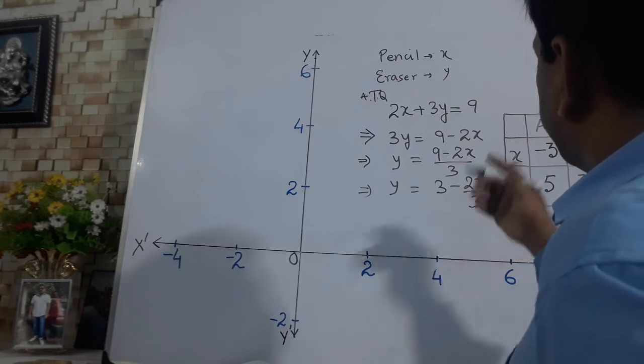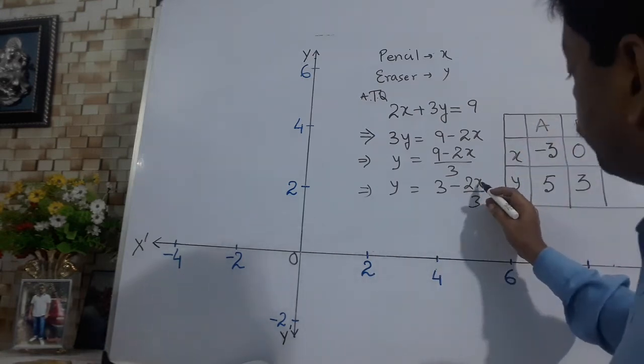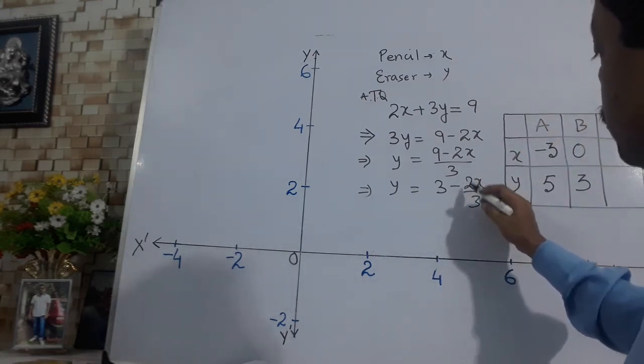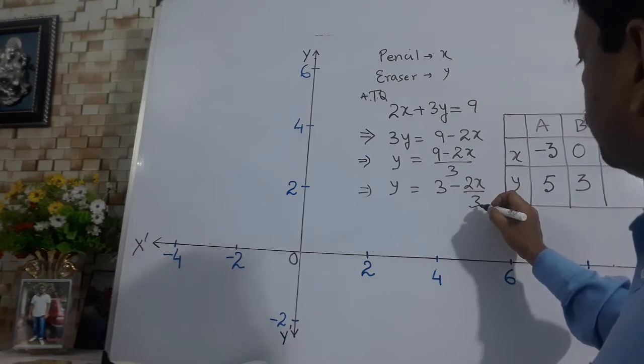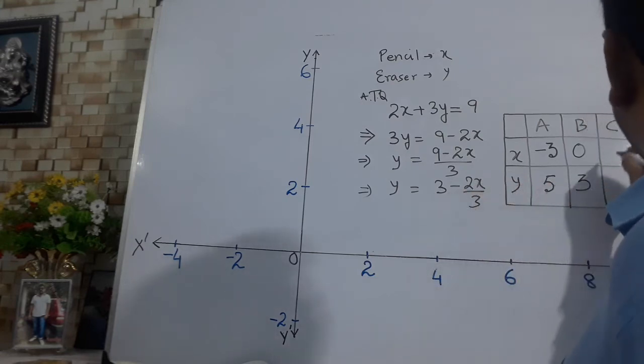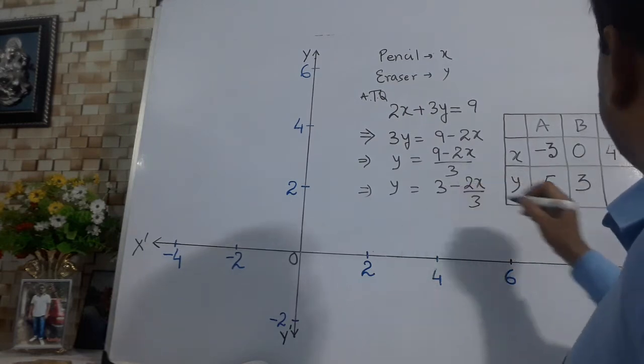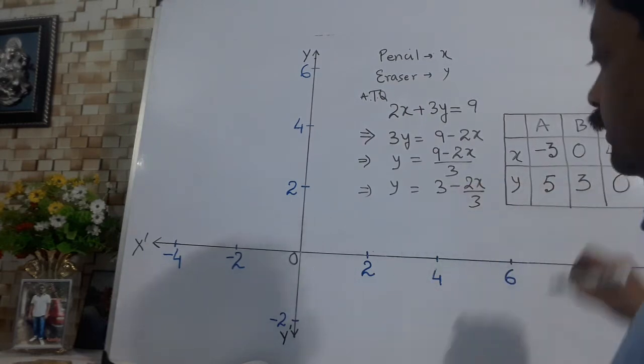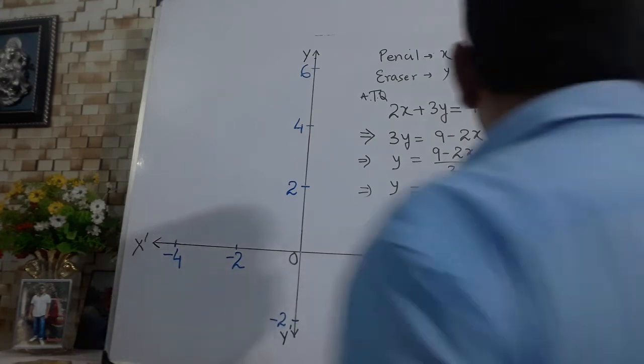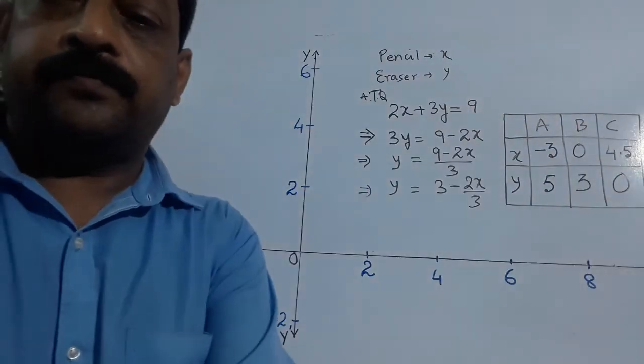4.5, let me take fraction. So if 4.5, then 2 into 4.5 is 9. So 9 divided by 3 is 3. 3 minus 3 is 0. So if x is 4.5, then y will become 0. These are the 3 sets of points. Just keep it in mind.